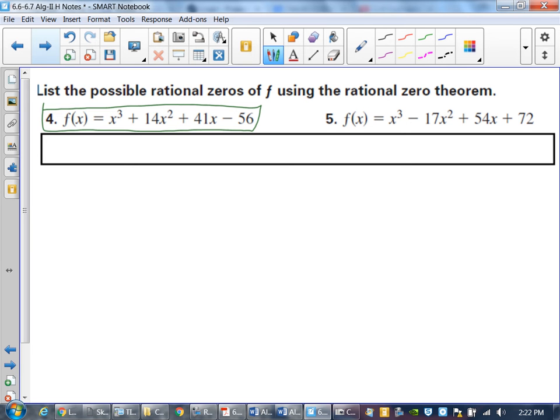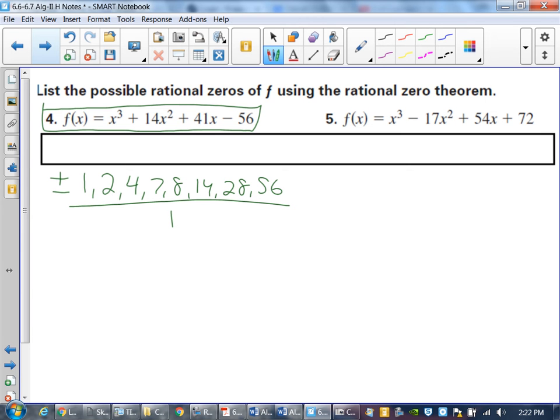Third degree polynomial, there are 4 parts to it. Do I need a placeholder? No. Be careful. You always got to watch for that. Sometimes they throw one at you. So we have our plus minus. Factors of 56 are 1, 2, 4, 7, 8, 14, 28, 56, all over 1.